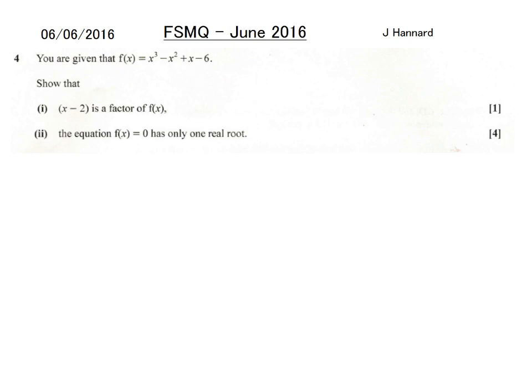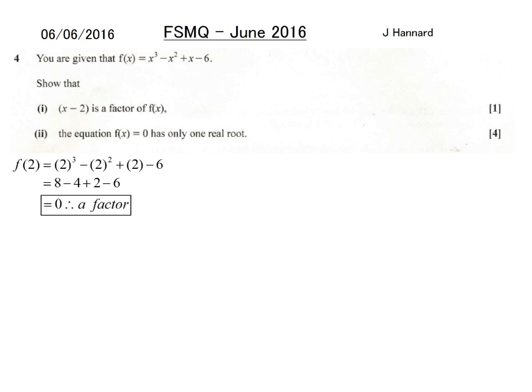Question 4 then. You were given that f of x equals x cubed minus x squared plus x minus 6. Show that x minus 2 is a factor of f of x. So we'll shove a 2 through, so we'll get 2 cubed minus 2 squared plus 2 minus 6, which is 8 minus 4 plus 2 minus 6, which is 0, therefore it's a factor.